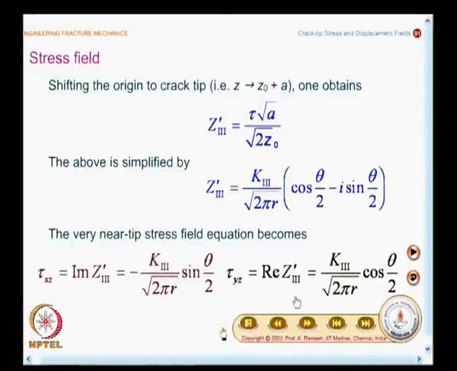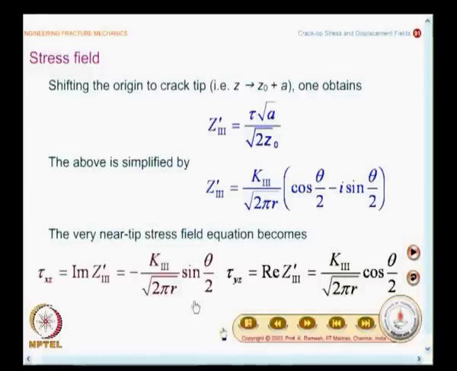So, once you look at these expressions, what you notice is that this also has a root r singularity. You have essentially shear stresses, and the strength of the stress field is dictated by the stress intensity factor k3, and the distribution is decided by your function in terms of r and theta, and you have the theta function as sin theta by 2 and cos theta by 2.